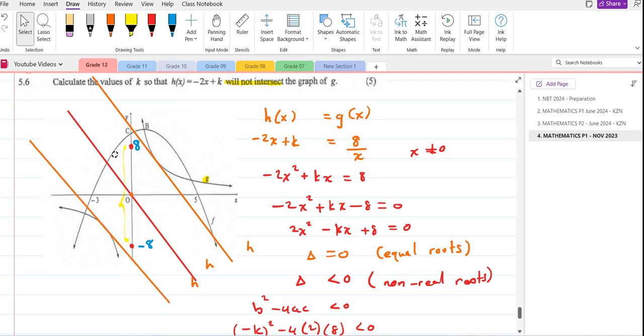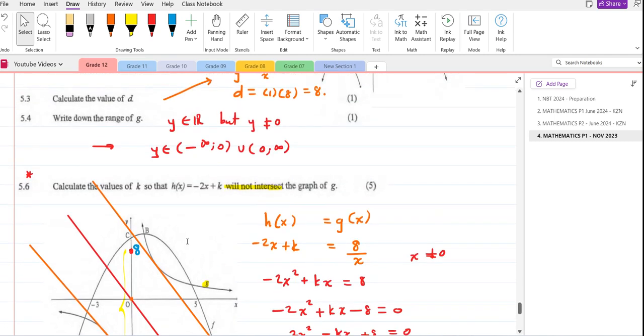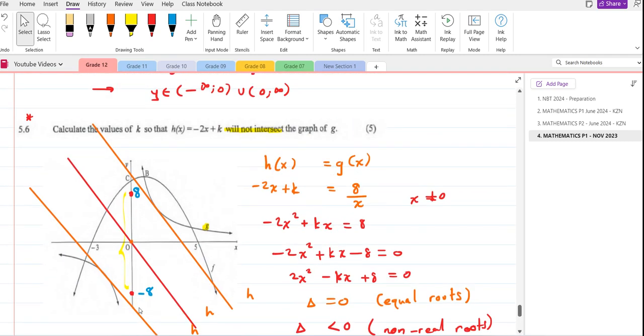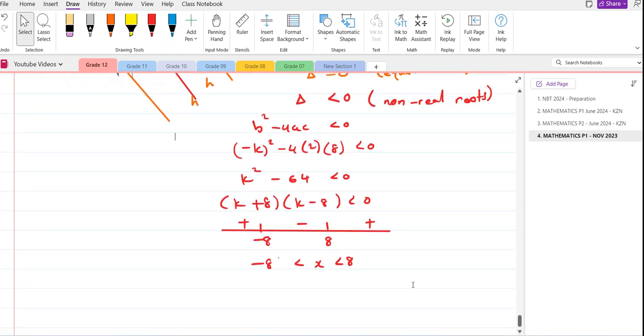Yeah, so this was more like a nature of roots question, right? So it will not intersect the graph of g. So from minus 8 to 8. Now you can try substituting minus 8 inside here. If I substitute the value of k, which is minus 8, in here, then I'm going to end up having a point of intersection. We wanted the values of k. Sorry, this is values of k. Why did I write values of x? This is values of k.